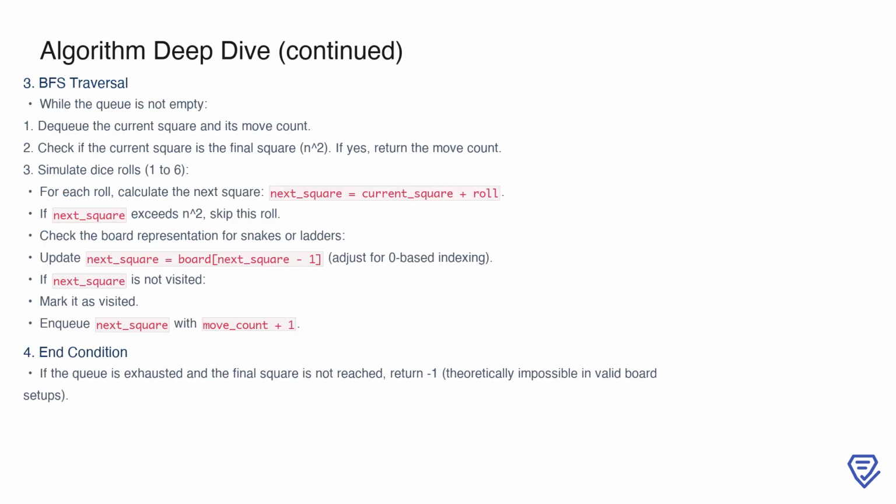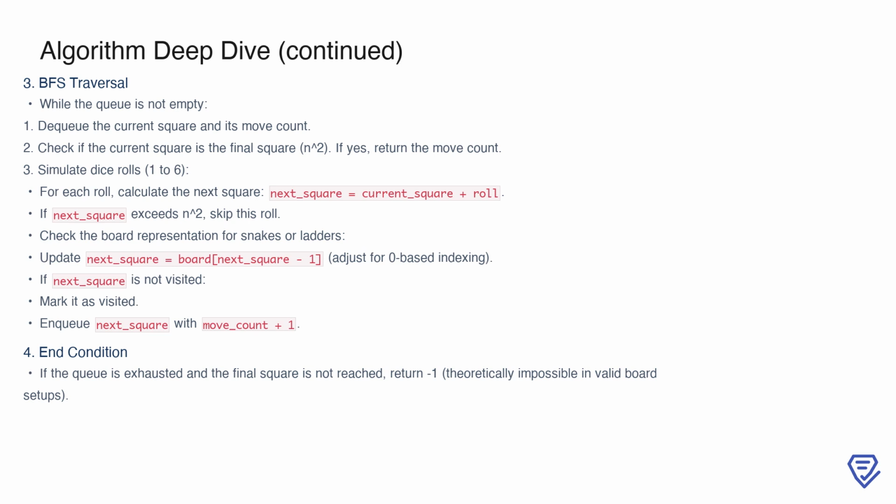Now, we move on to the BFS traversal. As long as the queue isn't empty, we repeatedly process each element. First, we dequeue the current square and its associated move count. If the current square is the final square, n squared, we immediately return the move count since we've reached our goal. Next, we simulate rolling the die. For each possible outcome, from 1 to 6, we calculate the next square by adding the roll value to the current square. If the next square exceeds n squared, we skip it, as it's outside the board. Otherwise, we check the board array. If the square corresponds to the start of a snake or ladder, we update the next square to the destination square from the board array.